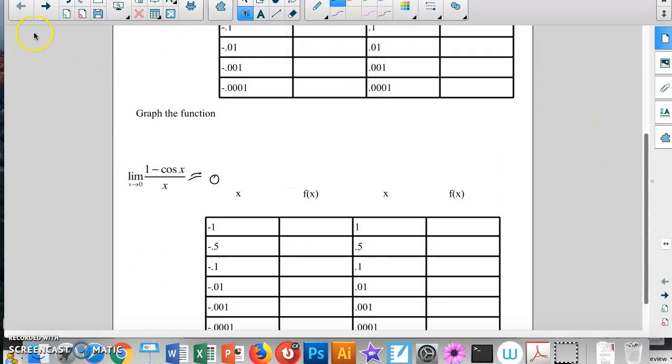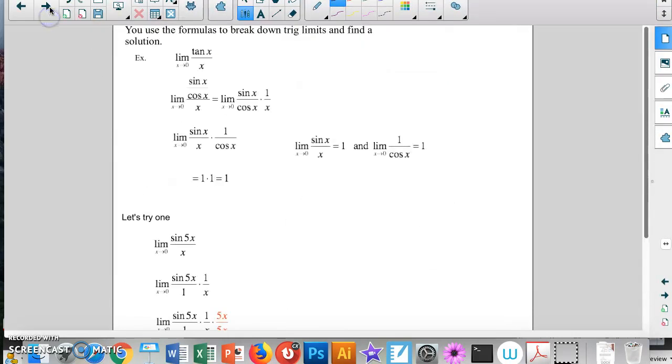Okay, now how do you use it? What do you do with those when you prove these things? So here's what you've got. You've got these functions, or these equations, and you want to break them down so that you can get it to be one or the other of those two formulas. Okay, you've got the two formulas, sine x over x going to 1, or 1 minus cosine x over x going to 0.